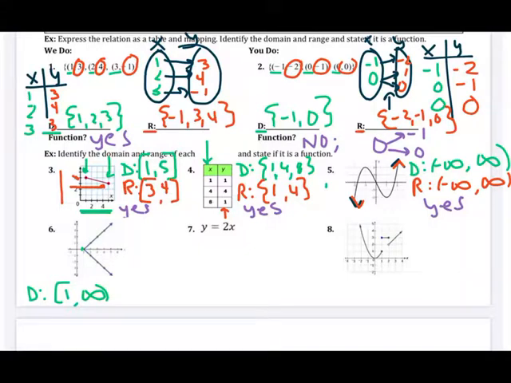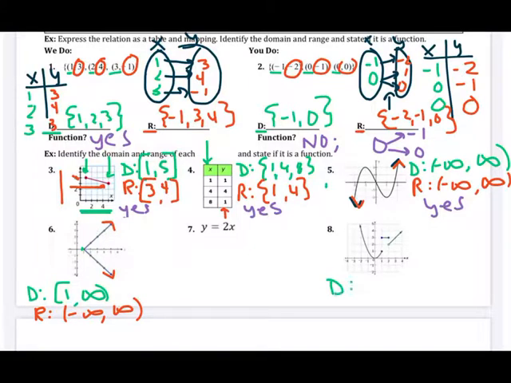Now thinking about the range, it's going down forever, so negative infinity, and it's going up forever, positive infinity. Every single y value will be covered since there are arrows on the ends. Okay, we're going to look at the last graph before we come back to number 7, because I want to just keep going on the same type of problem.